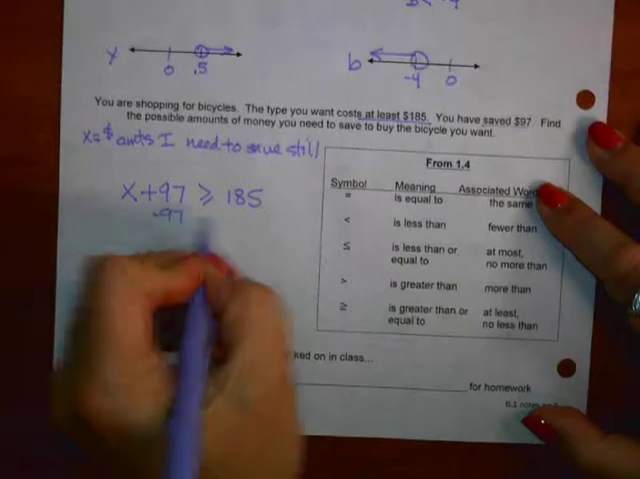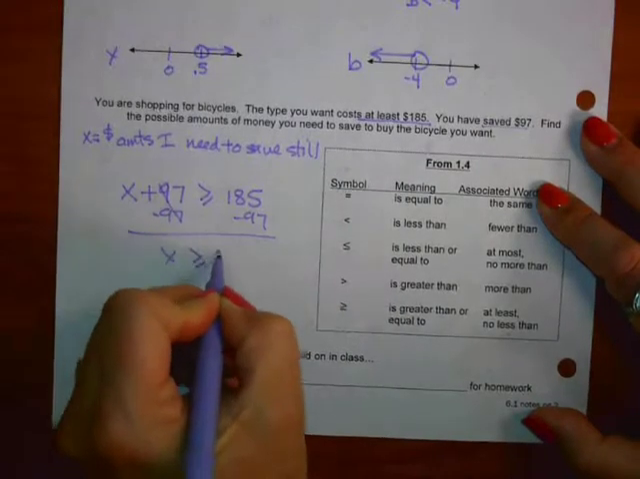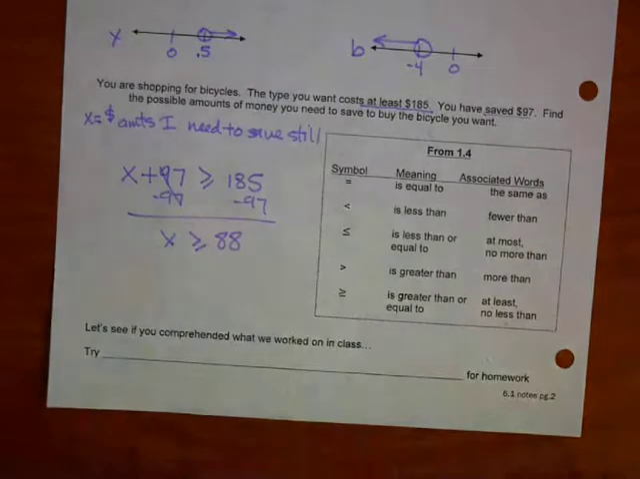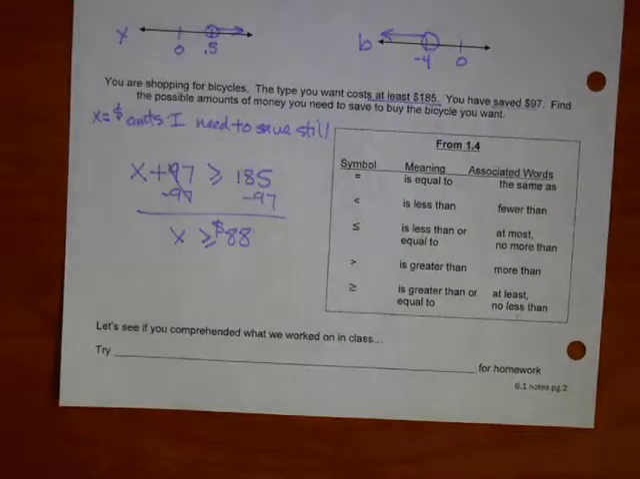So now you subtract 97, subtract 97. X is greater than or equal to 88. Which means what to our problem? You have to save at least $88 or more. Do you want us to do graphing or no? Does it say? No. Nope. I'm asking the question. Nope. Okay. All right. So that is it.